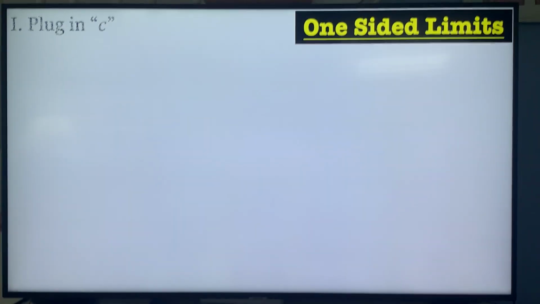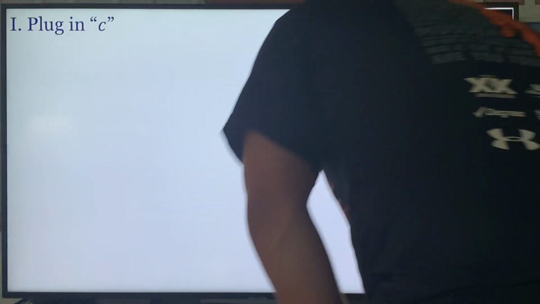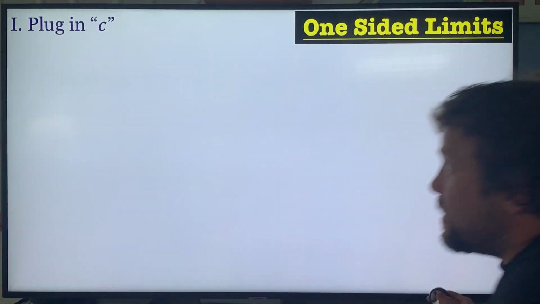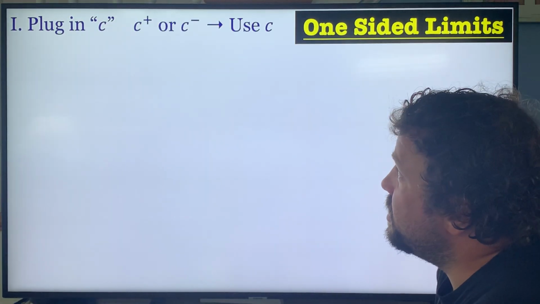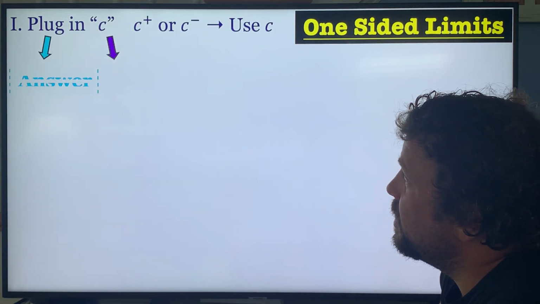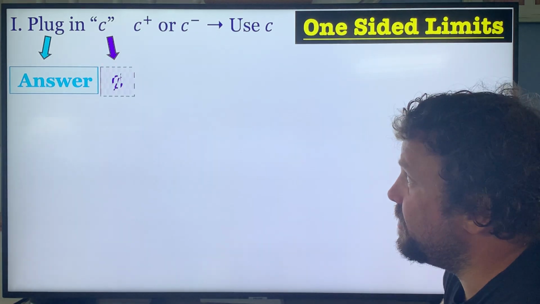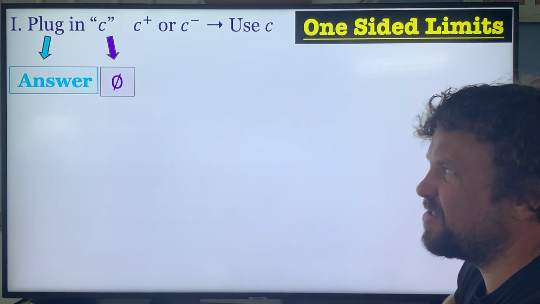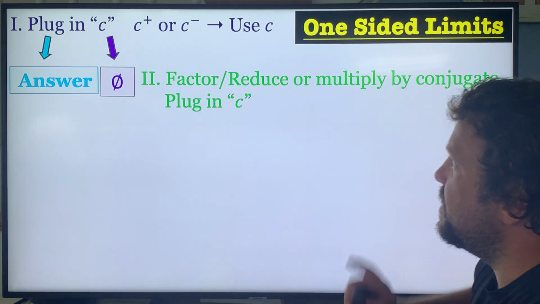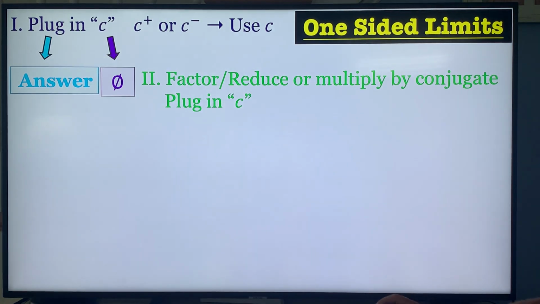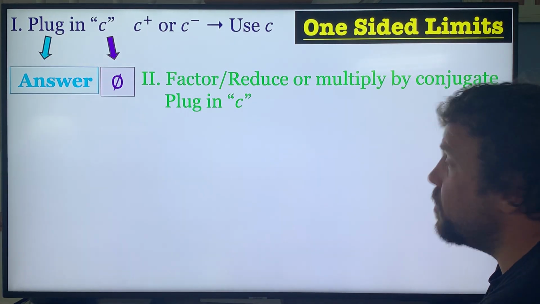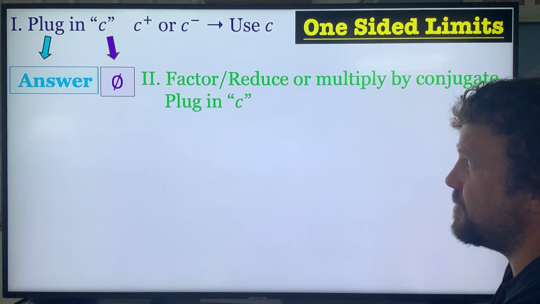Here are the rules. If you follow these rules every time, this will indeed be easy. Rule number 1, you just plug in whatever the C is. If it's coming from the positive side or the negative side, you just plug in C. If you get an answer, you're done. That's your answer. If you don't get an answer, you get undefined, unfortunately you go to step 2. You factor or reduce, or you multiply by the conjugate. Do one of those things.